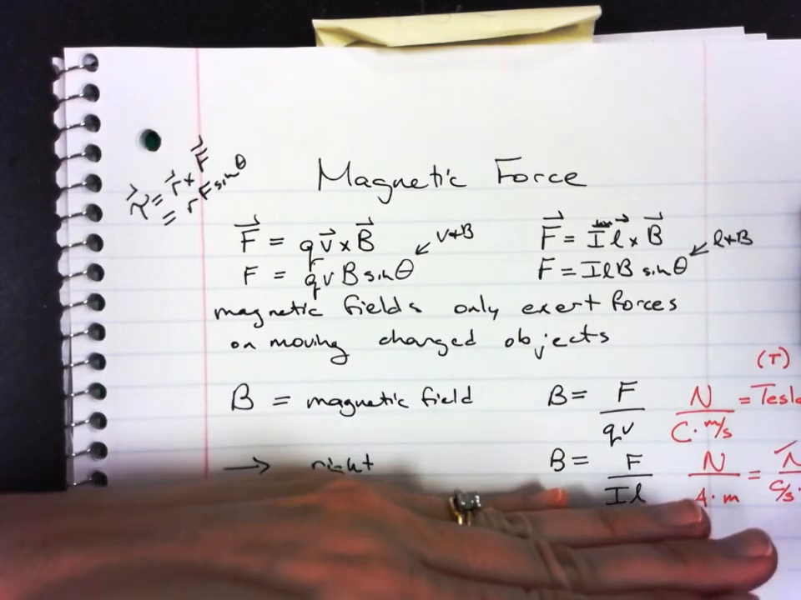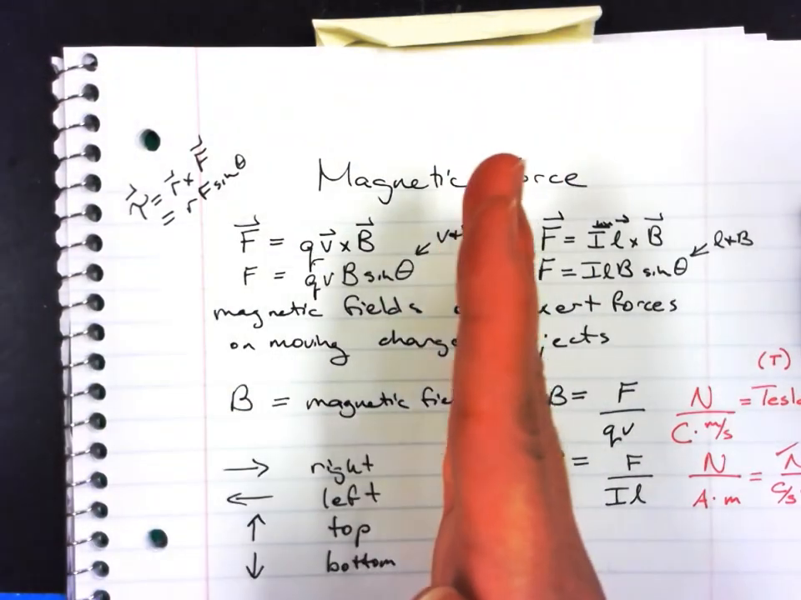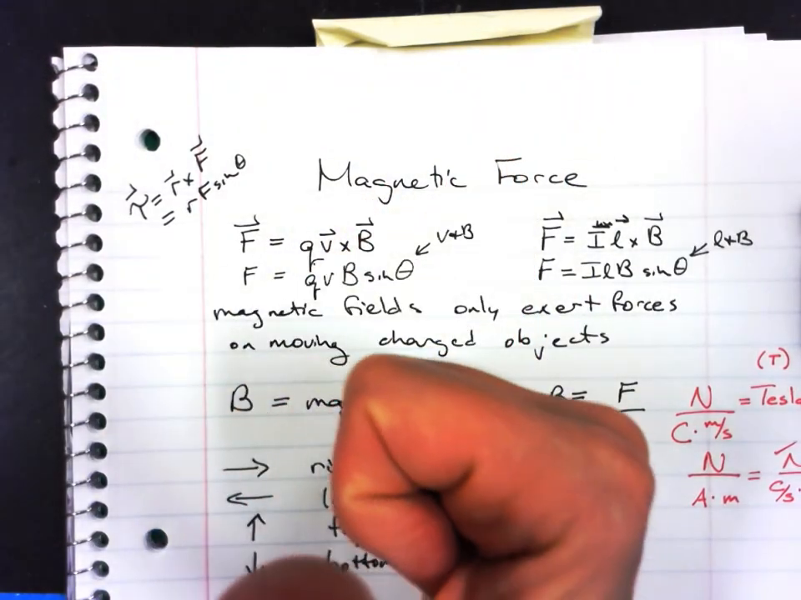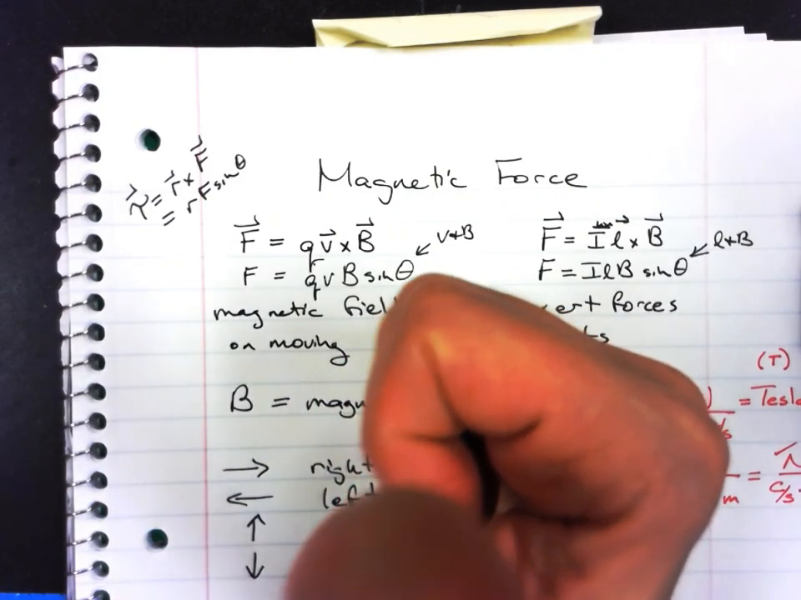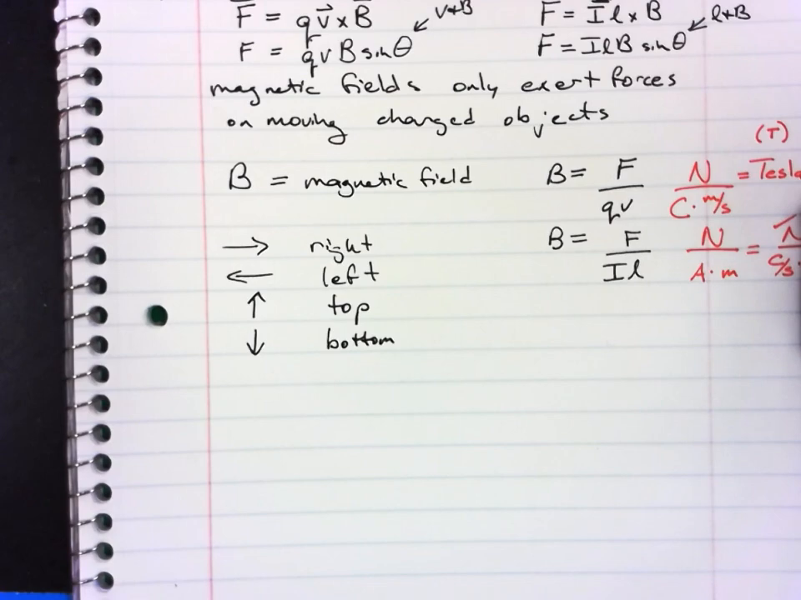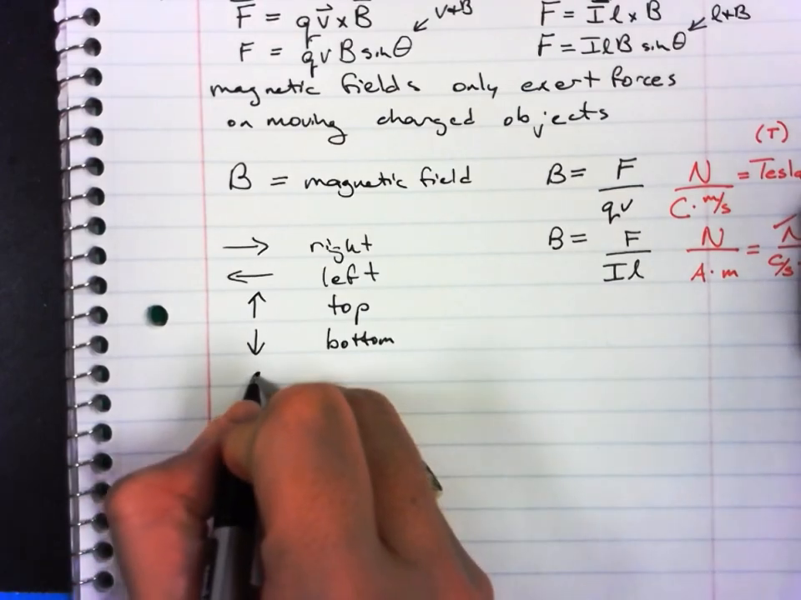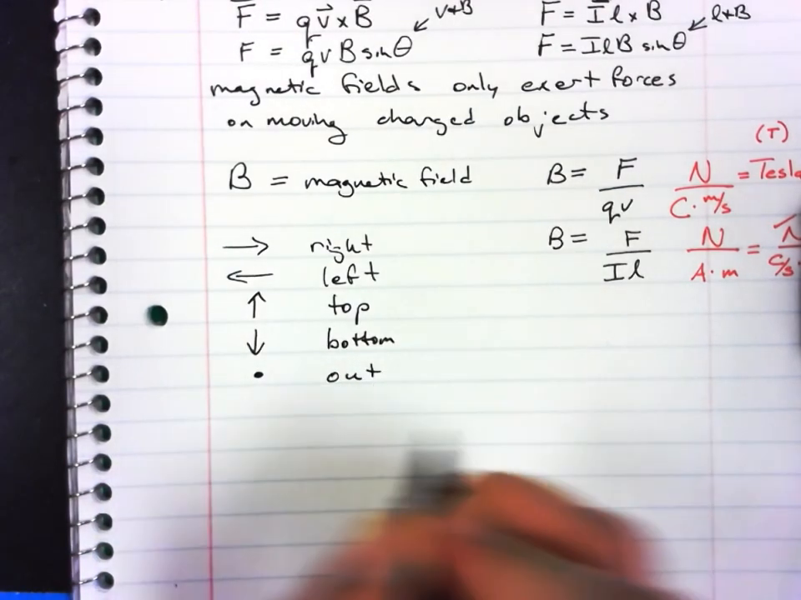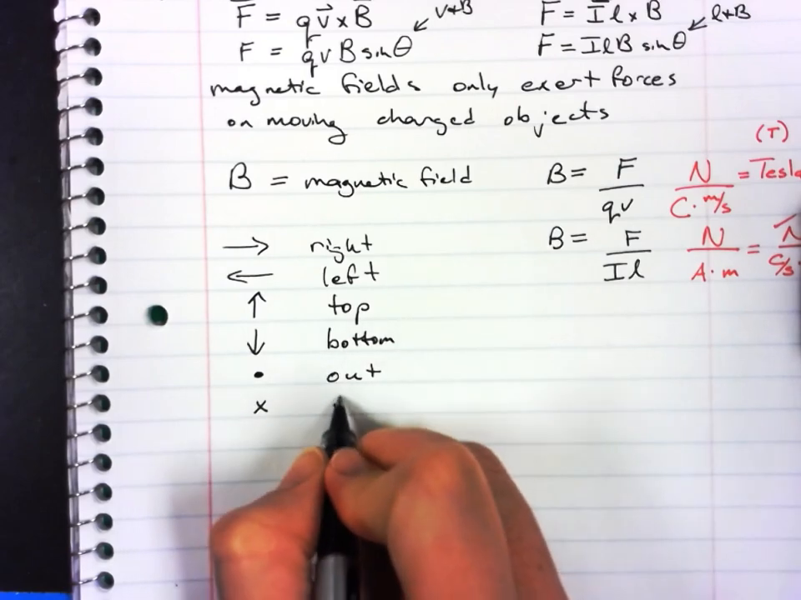I can have this direction, right and left. I can have this direction, top and bottom, or I can have this direction coming straight out of the paper. So I have to have two more symbols. A dot is going to stand for out, and an X stands for in.